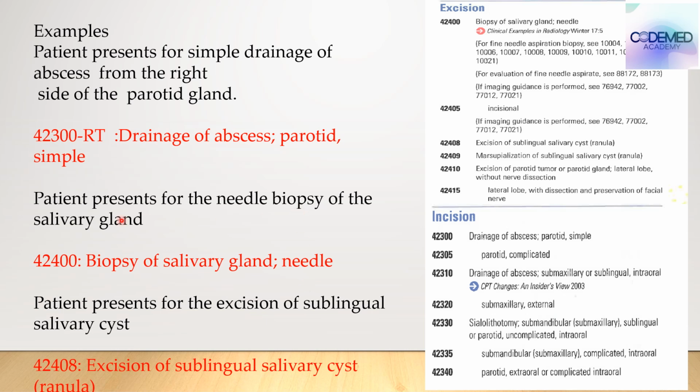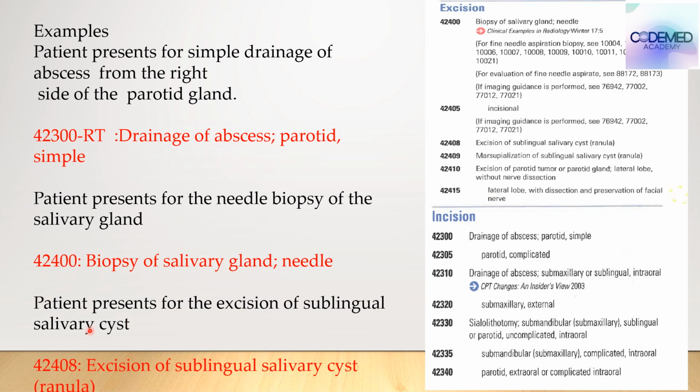Now here, since in the question there is no mention of the radiological guidance, I'll be writing only the code 42400. But in case the radiological guidance is taken, we have a clear-cut instruction, the parenthetical note, that if the image guidance is performed, we need to write this code. So suppose, for example, the ultrasound guidance is performed for this particular biopsy, I'll be writing the code 42400 and then 76942, because this is the code for the image guidance. So reading the parenthetical notes all through the CPT book is of utmost importance.